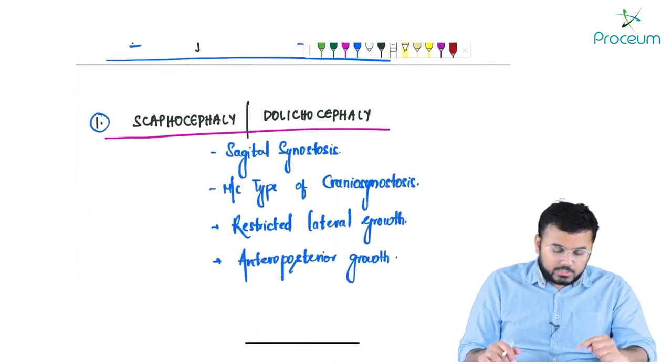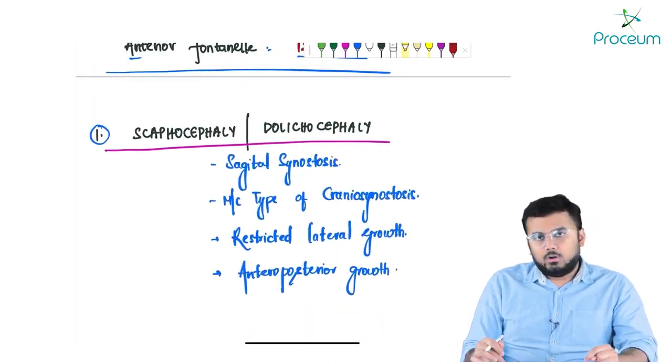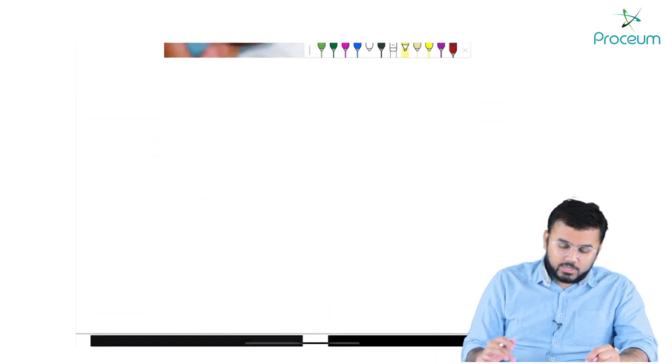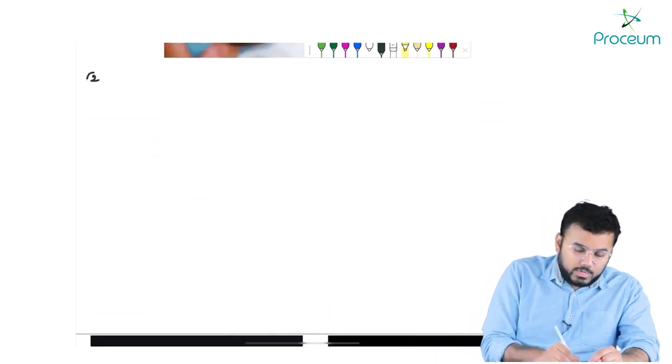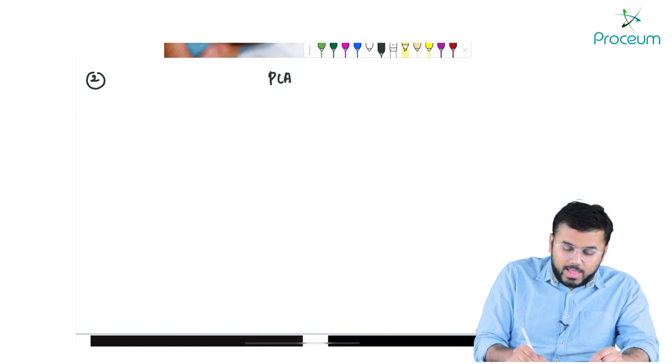So the first pathology we discussed was Scaphocephaly or Dolichocephaly. The second one we shall be discussing right now is called Plagiocephaly.